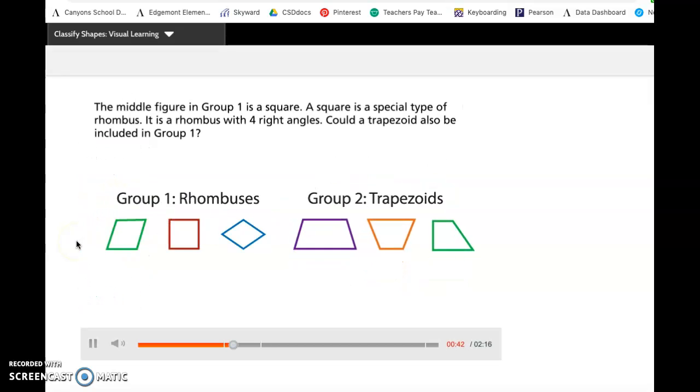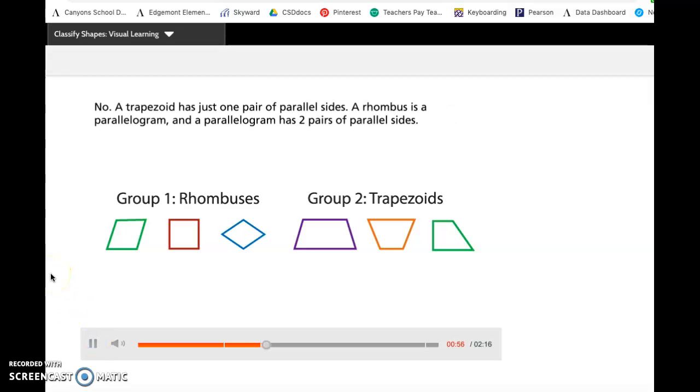The middle figure in group 1 is a square. A square is a special type of rhombus. It is a rhombus with four right angles. Could a trapezoid also be included in group 1? No. A trapezoid has just one pair of parallel sides. A rhombus is a parallelogram, and a parallelogram has two pairs of parallel sides.